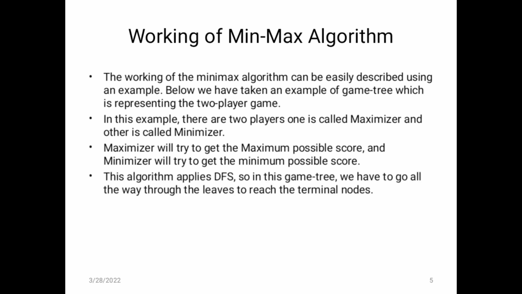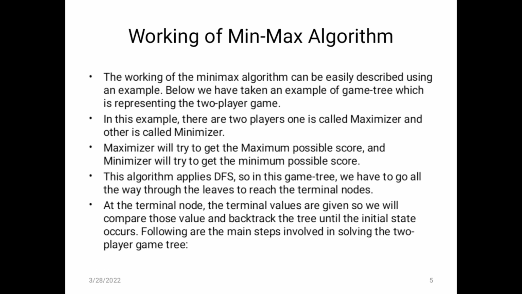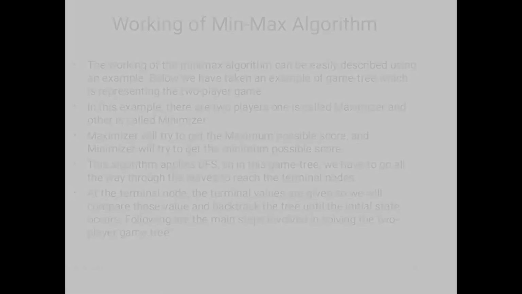The algorithm uses depth first search to perform search in the game tree to select an optimal decision. For all the terminal nodes, the terminal values are given, so we compare those values and backtrack up the tree until the initial state occurs. Following are all the main steps involved in solving the two-player game tree.